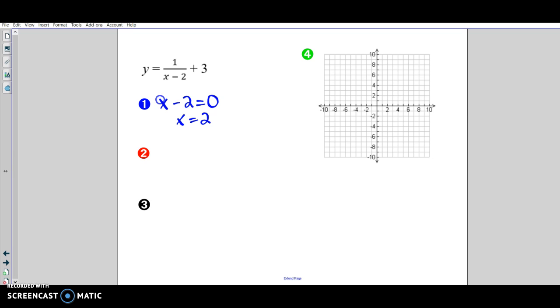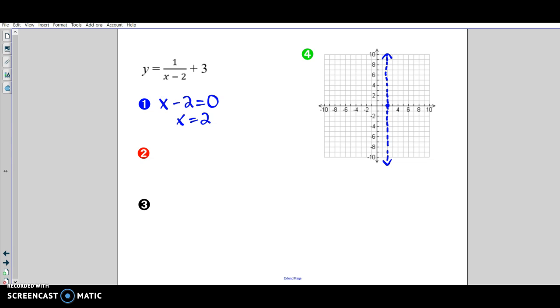So if I go to the 2 on the x-axis and then sketch in that vertical line, that is our asymptote. Remember, asymptotes are generally boundaries for our graph, right? These are lines that we can get very, very close to, but we can't actually touch on our graph.